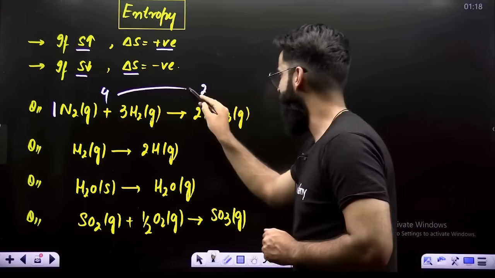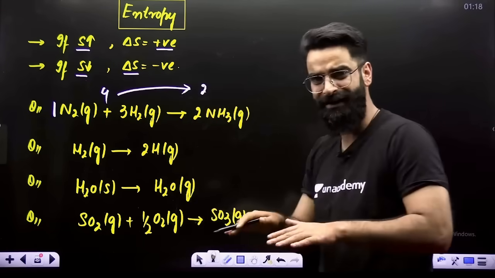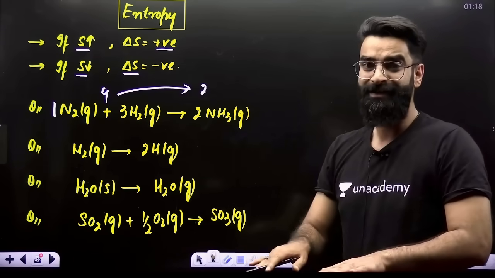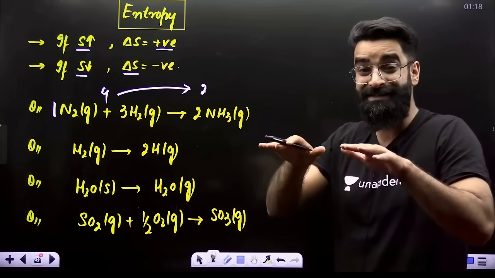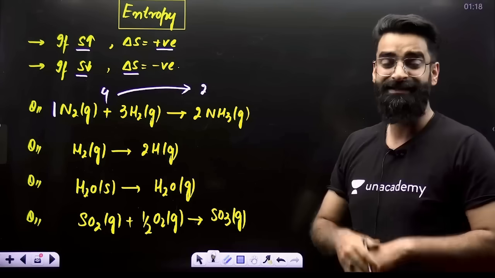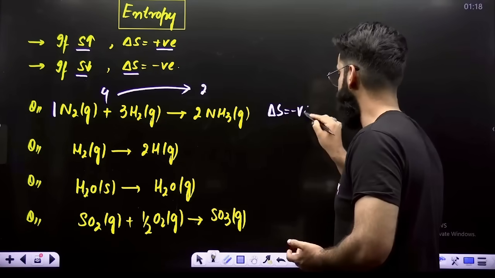So when this reaction is happening, what is happening to the number of gaseous moles? Gaseous moles are decreasing. And if gaseous moles are decreasing, what does that mean? That means the degree of randomness, the degree of disorderness will be decreasing. And if disorderness decreases, that means entropy decreases. And if entropy decreases, the value of delta S has to be negative.